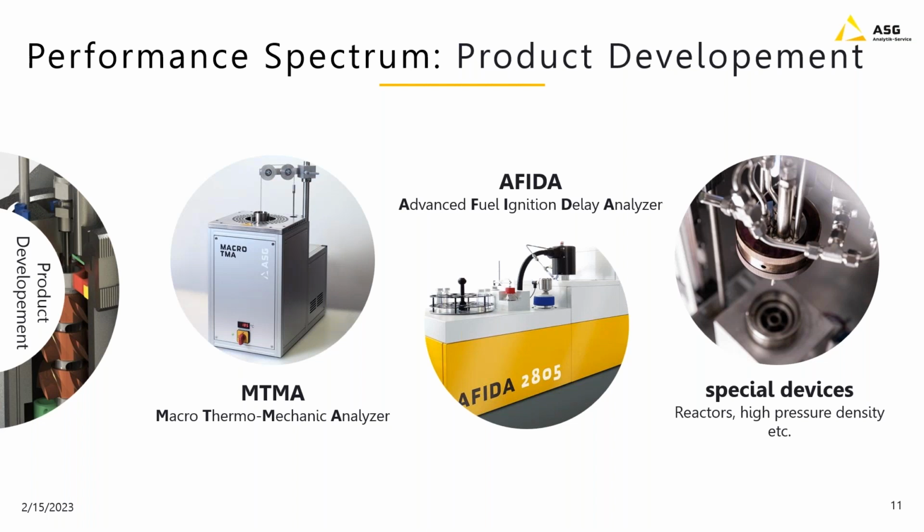It's the AFIDA, Advanced Fuel Ignition Delay Analyzer, and this was designed for the measurement of cetane numbers, and it works that you inject the fuel in a heated chamber, and you measure the time from injection to pressure rises. And this time, this delay can be transferred into a cetane number. And these are only 2 examples.